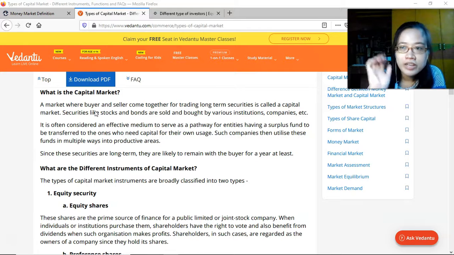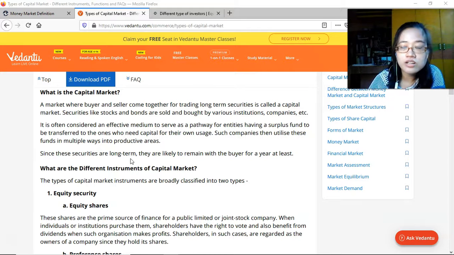What is a capital market? A market where buyer and seller come together for trading long-term securities is called capital market. Securities like stocks and bonds are sold and bought by various institutions, companies. Institutions and companies are considered as investors kapag sila yung bumibili ng stocks and bonds. It is often considered an effective medium to serve as a pathway for entities having a surplus fund to be transferred to the ones who need the capital for their own usage, normally for expansion, okay, or growth ng company.